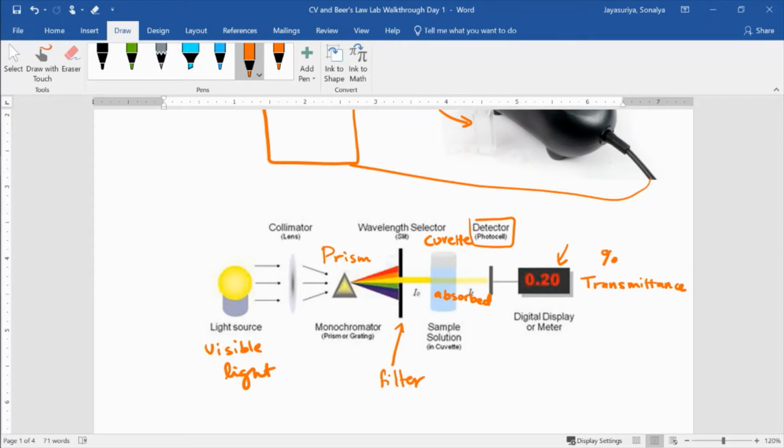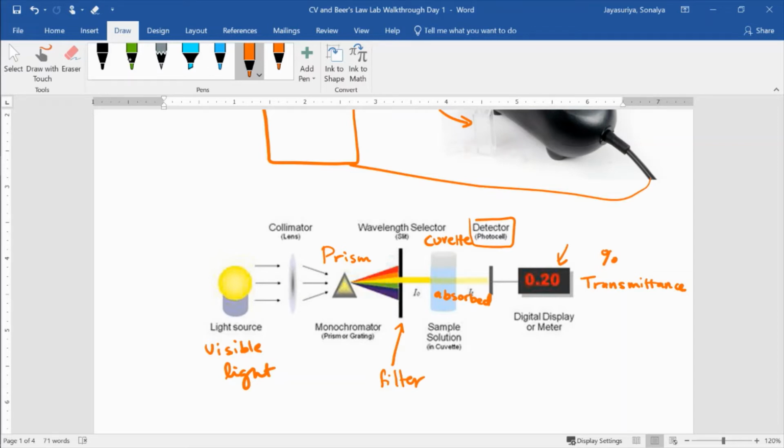Okay. So light source, you split the light source into different wavelengths. You use your filter to pick which wavelength you want to pass through the solution. The solution absorbs some of that light. Some of it is transmitted, and you get your reading there. Okay? So think of it intuitively. The more concentrated the solution is, the greater the absorbance. So the lower the percent transmittance. Less light is transmitted through, the more concentrated a solution is.